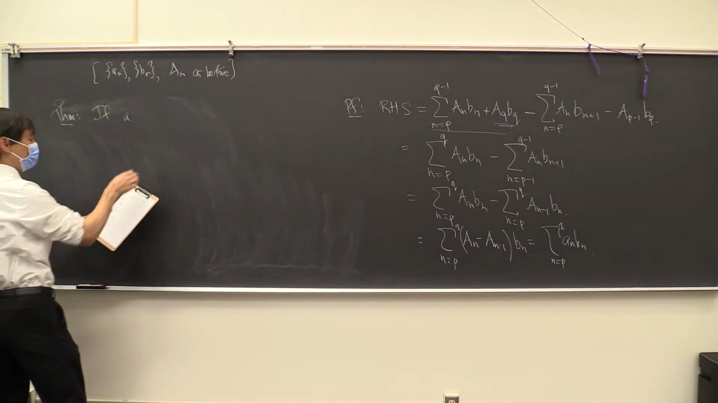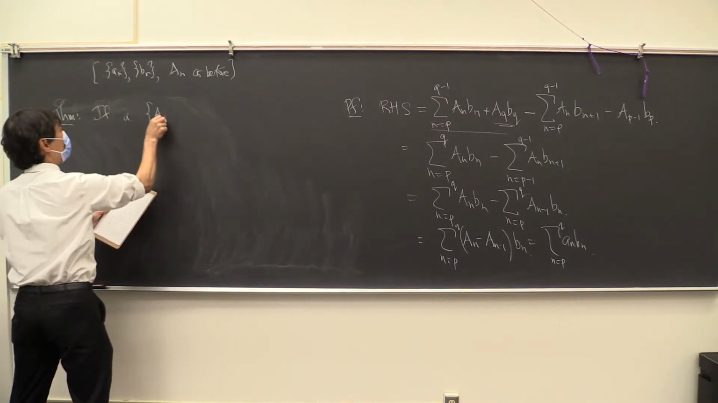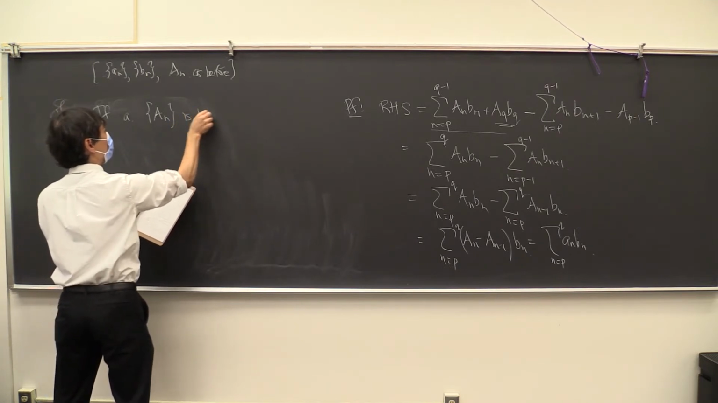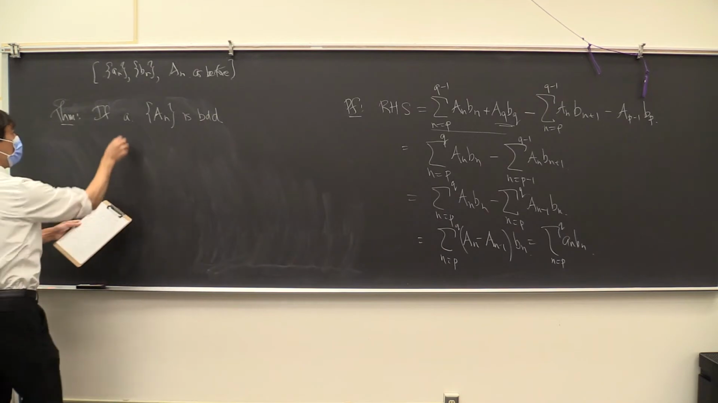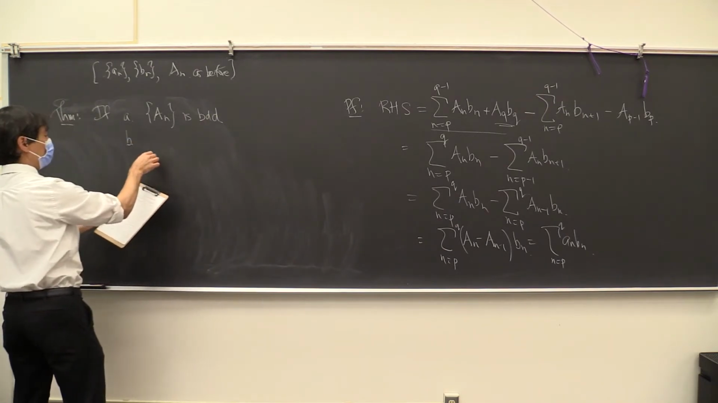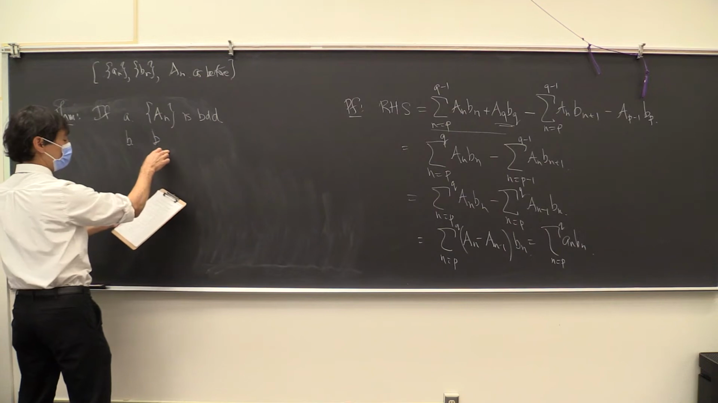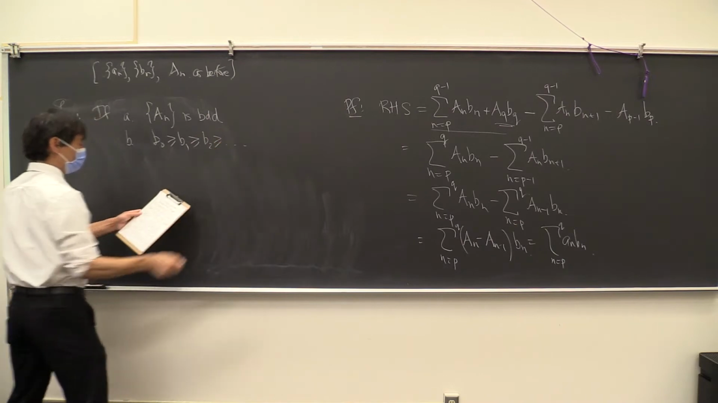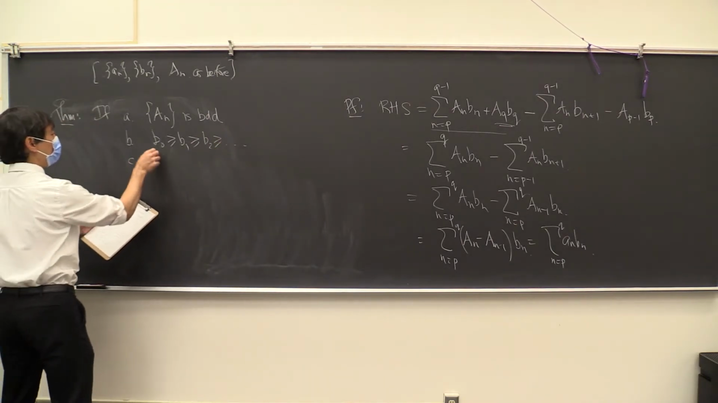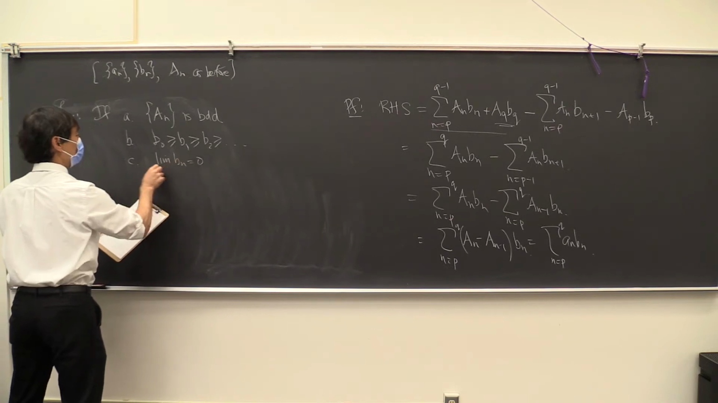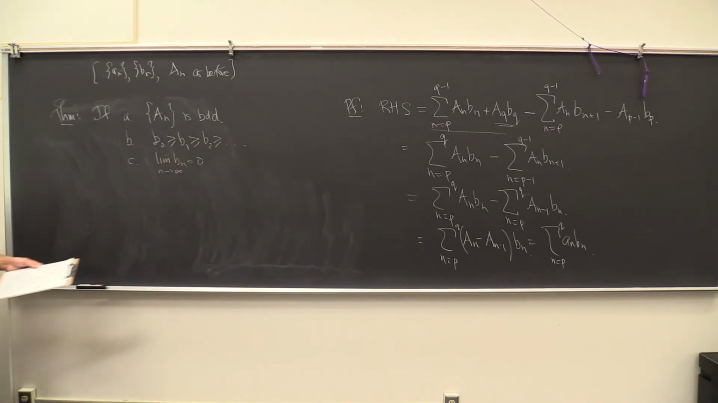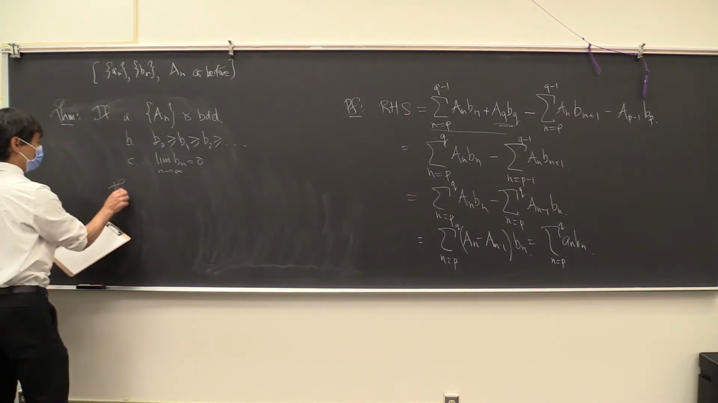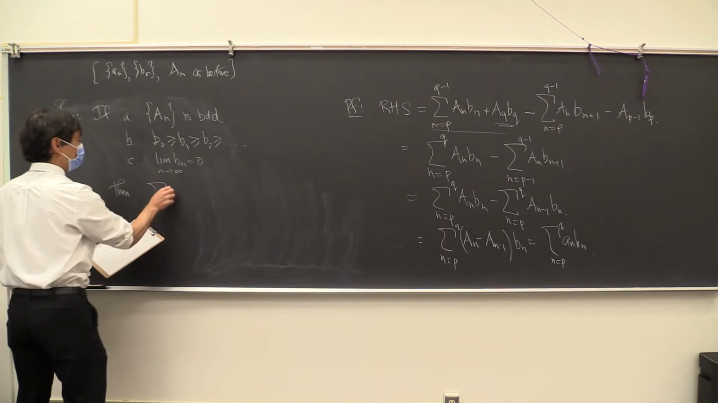If one, the partial sums are bounded, two, the b's are decreasing, so b naught is greater than or equal to b1, greater than or equal to b2, and so on and so forth, and three, the limit of the b sub n is 0 as n goes to infinity, then the sum of the a sub n b sub n converges.